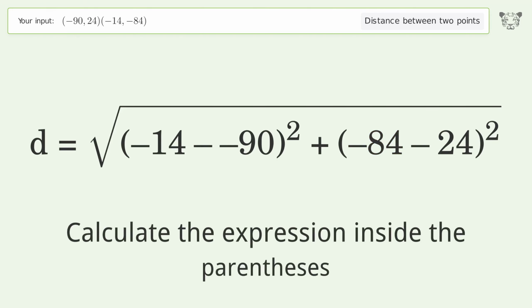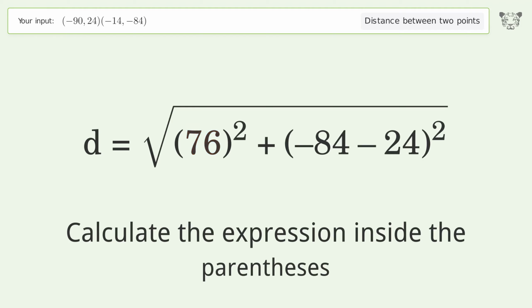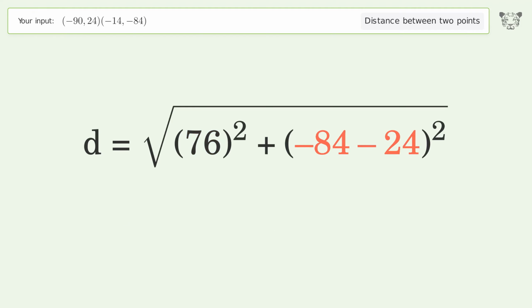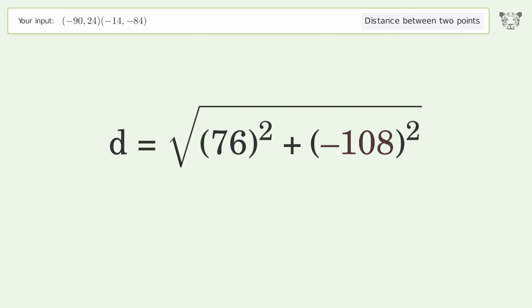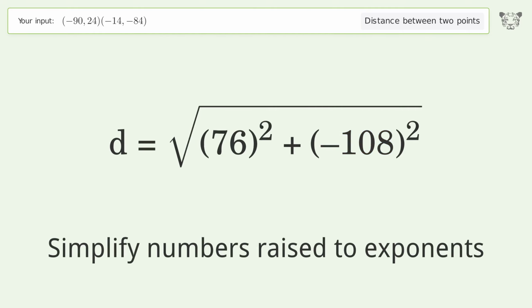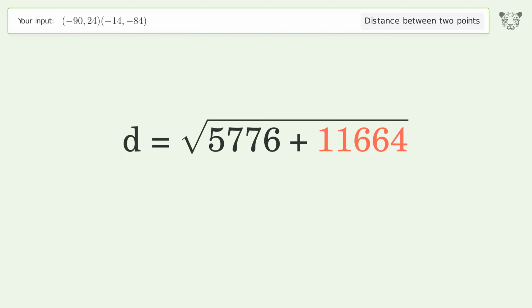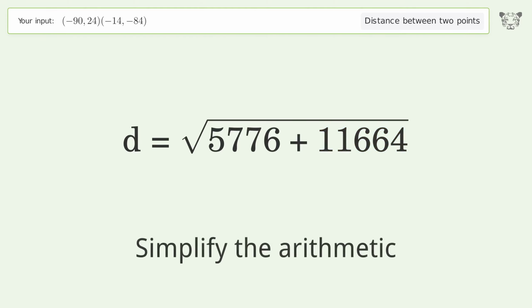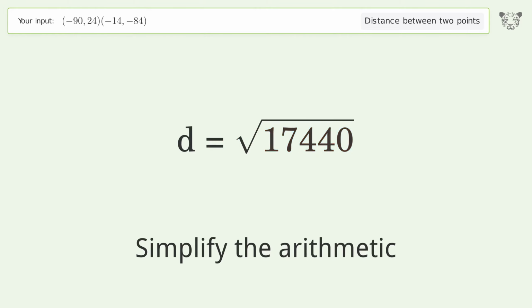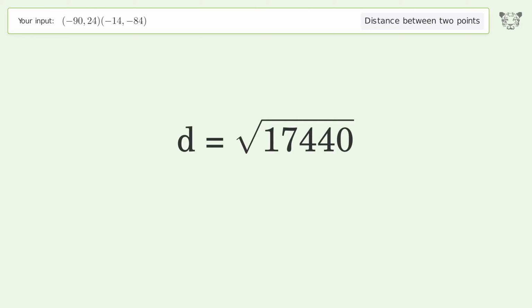Calculate the expression inside the parentheses. Simplify numbers raised to exponents. Simplify the arithmetic. And so the distance between the 2 points is the square root of 17,440, or 132.061.